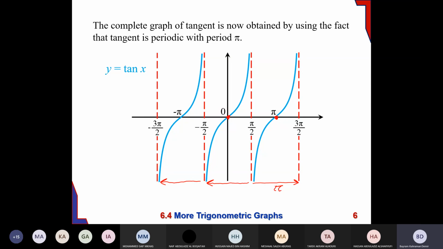So after the pi, what is the next x-intercept, Shabab? 2 pi. And then 3 pi, and then 4 pi, 5 pi. So now we can see that the x-intercept of tangent is n pi. Okay? 0, 1 pi, 2 pi, 3 pi, 4 pi, and also negatives, of course.